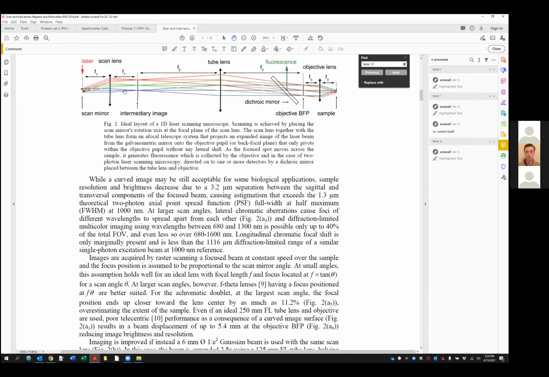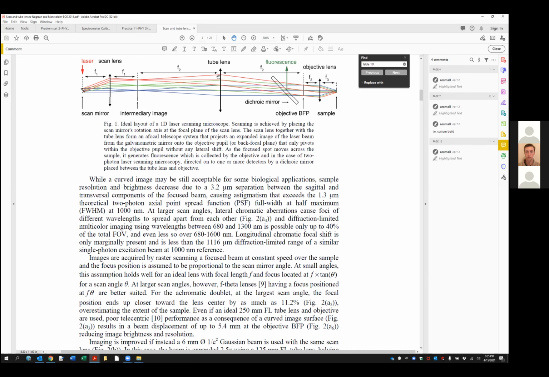So there's a long chain of lenses here. First, we have the scan lens. What the scan lens does is take light coming in at some angle theta, and focus it in its focal plane a distance f tan theta from the axis. Nothing too profound yet. But what that means is that we have a point here that is very far off axis.